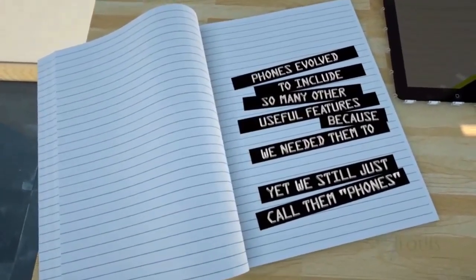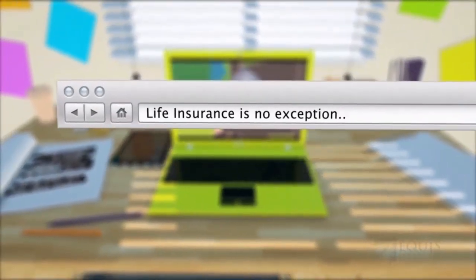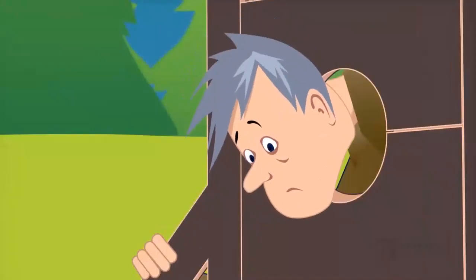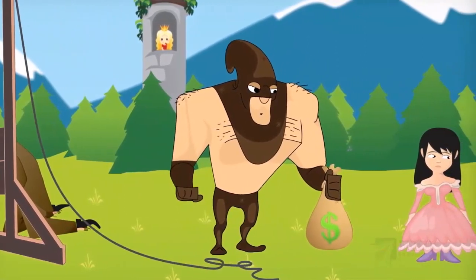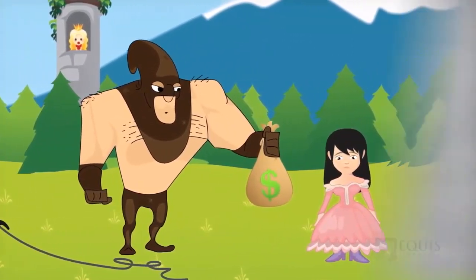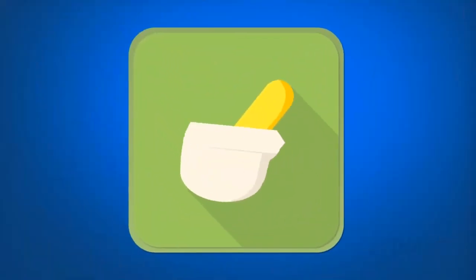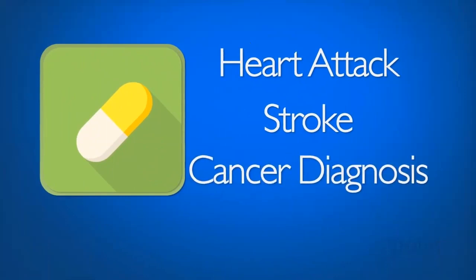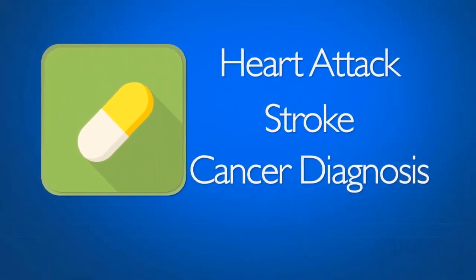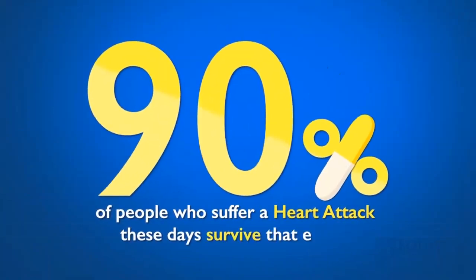This same evolution by necessity has happened with other products over the years, and life insurance is no exception. When life insurance was invented way back in the 1600s, it was also designed to do one thing: to financially protect your loved ones when your life is over. And like phones, life insurance evolved because we needed it to. With modern advancements in medicine, suffering a critical illness like a heart attack, stroke, or cancer diagnosis no longer necessarily means death. In fact, 90% of people who suffer a heart attack these days survive that event.